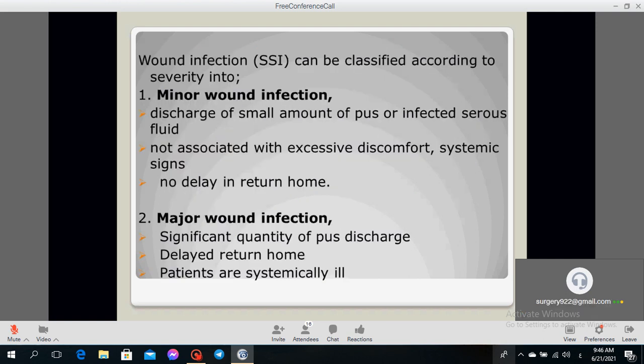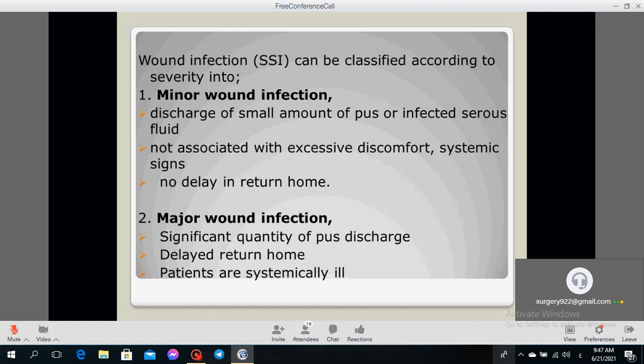According to severity, surgical site infection can be classified into minor wound infection and major infection. The characteristics of minor are discharge of a small amount of pus only, or infected serous fluid. The pus is white. Infected serous fluid is serous fluid whose color, normally yellow, turns whitish, or it becomes turbid. Serous fluid is yellow but clear; if it becomes turbid, it is called infected serous fluid.